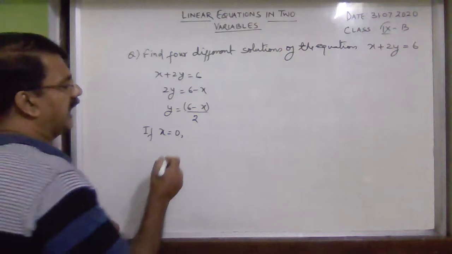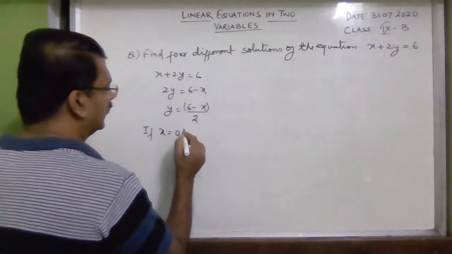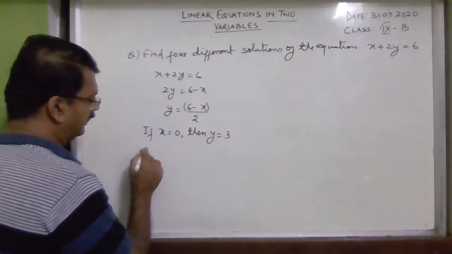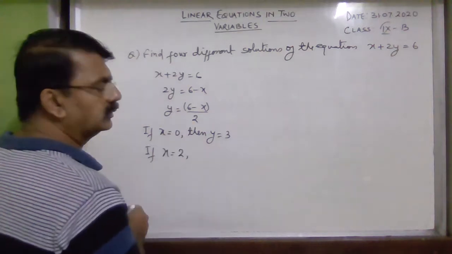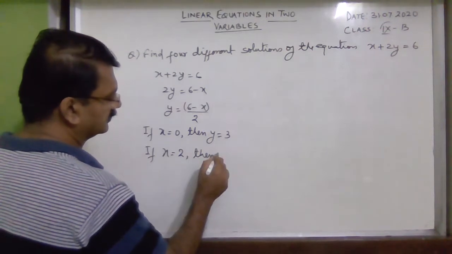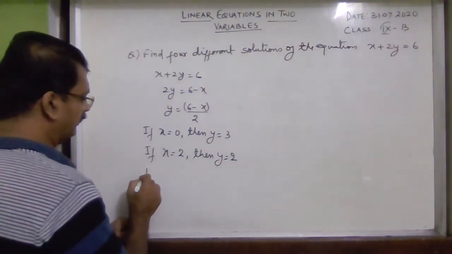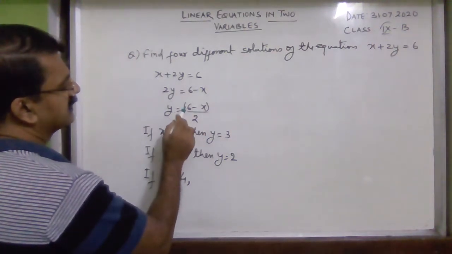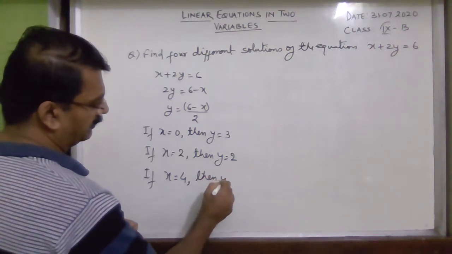Now x is equal to 0. If you put x is equal to 0, then 6 upon 2, that is 3. Then y is equal to 3. If you put x is equal to 2, now 6 minus 2 will be 4, 4 upon 2 is 2. Then y is equal to 2. When x is equal to 2, y is equal to 2. If you put x is equal to 4, 6 minus 4 will be 2, 2 upon 2 is 1. Then y is equal to 1.